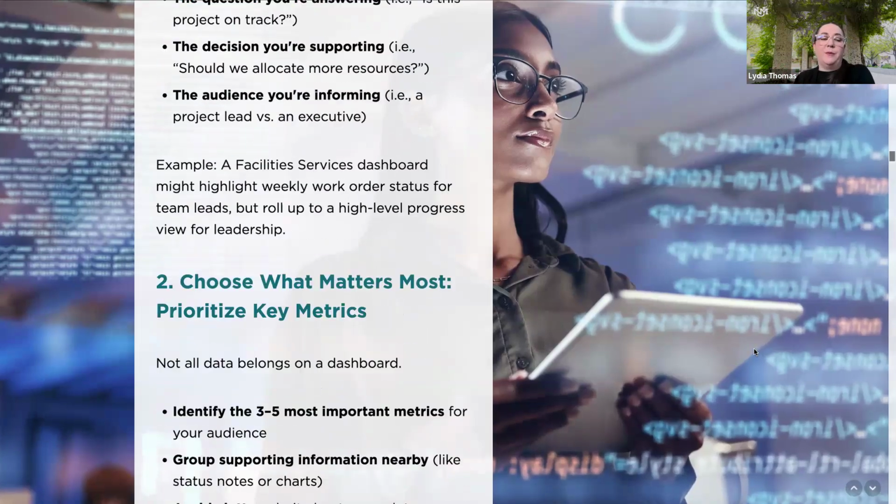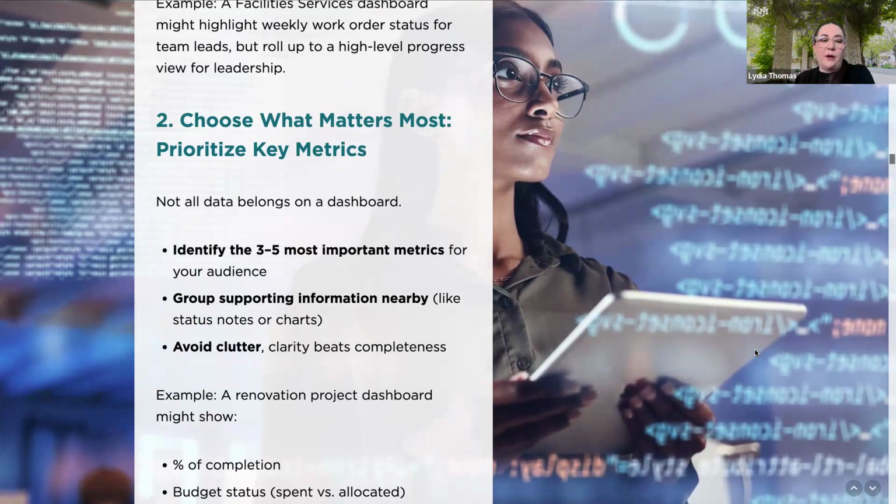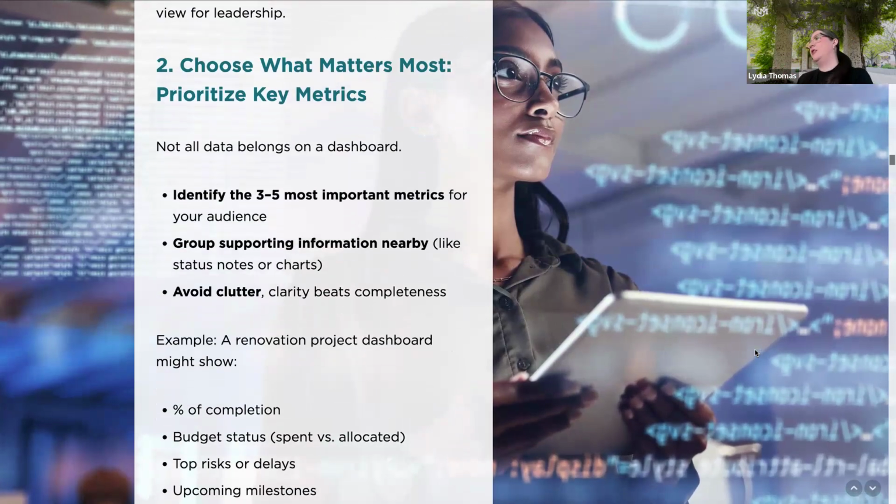All right. And then number 2, choosing what matters most. You're going to prioritize your key metrics. Not all of your data belongs in your dashboard. It can get very long and kind of tedious. And if you're showing the same information 16 ways, maybe 3 ways is enough. Less is more is what I've gotten from executive leadership feedback, less is more is always the number 1 rule. So identify your 3 to 5 most important metrics for your audience. Make sure you're grouping supporting information nearby, like notes or charts. One of the things I did for my own employees dashboard was looking at the trends of our project.